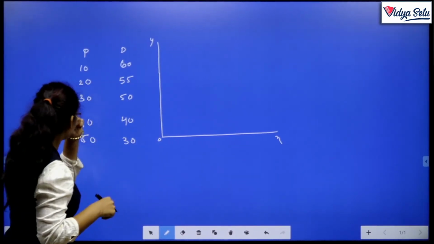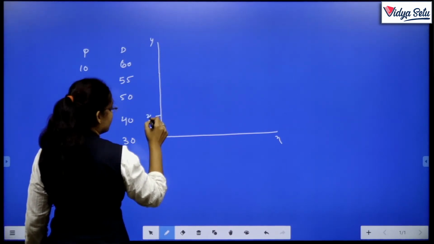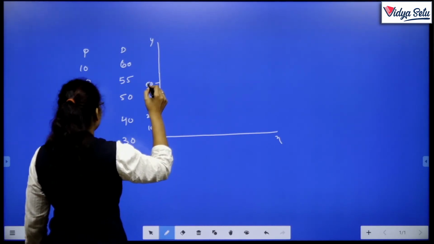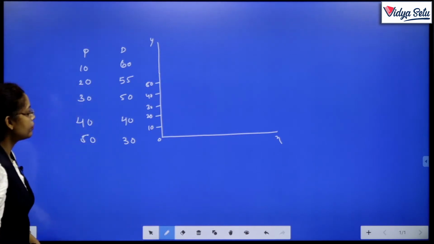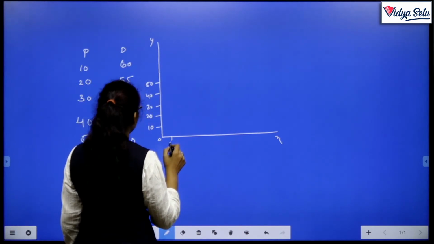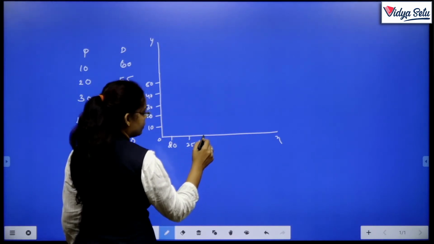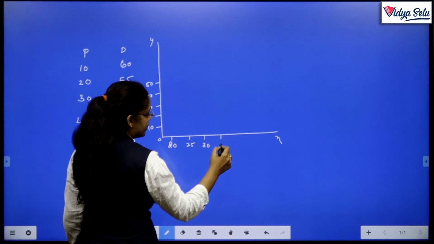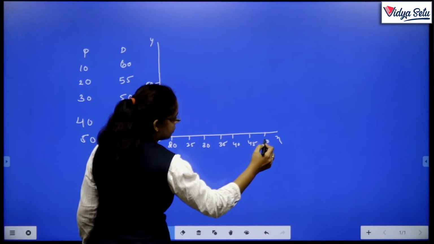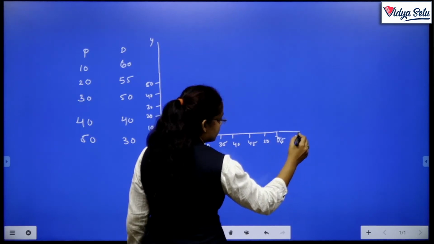On the y-axis, price, like 10, 20, 30, 40, 50. Here the demand is 5, so 5, we can draw it from 20, 20, 25, 30, 35, 40, 45, 50 and 55, 60.